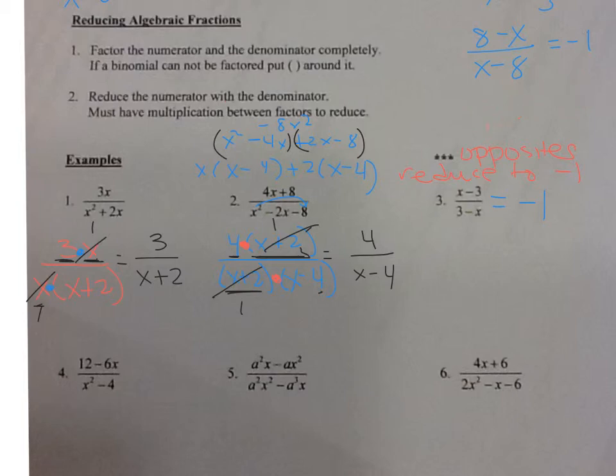This is not opposites. 4 plus x, x minus 4. Those are not opposites. And the reason why is because look at your x values. It's a positive x and that's a positive x. The 4s are opposites, but not the x's. So that reduces to nothing. Okay, that would just stay like that. Okay? All right, so let's take a look at 4.